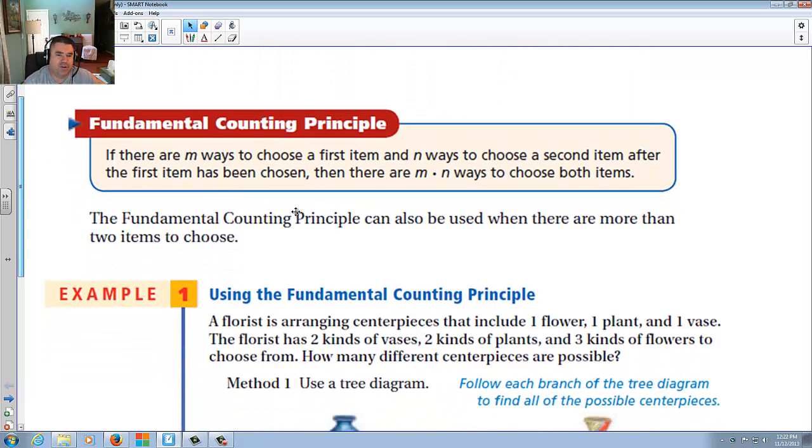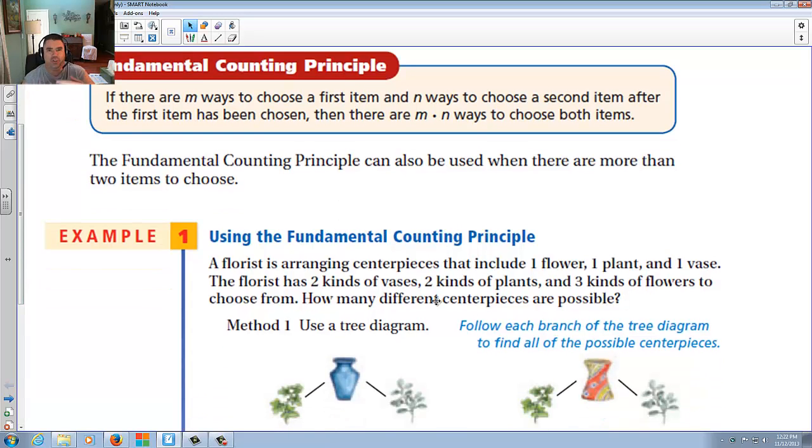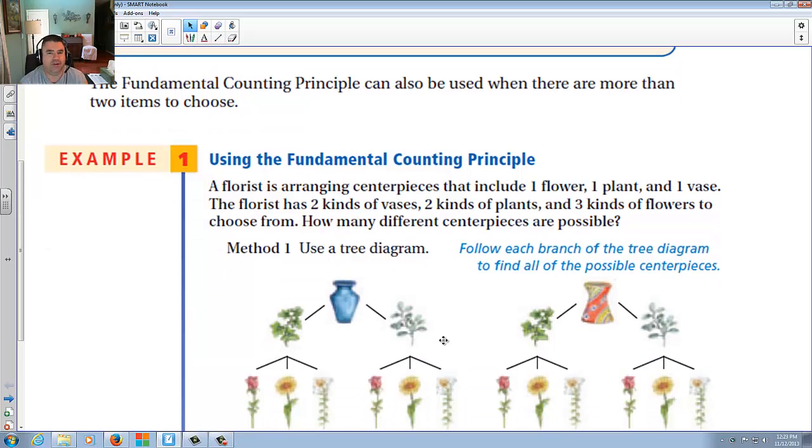Basically what we have here is what's called the fundamental counting principle, and I'm just going to show you rather than go through the terms, because I actually tried to make a copy of this and went through all the terms and it didn't sound right to me, so let me just put it in basic terms. The counting principle is simple.